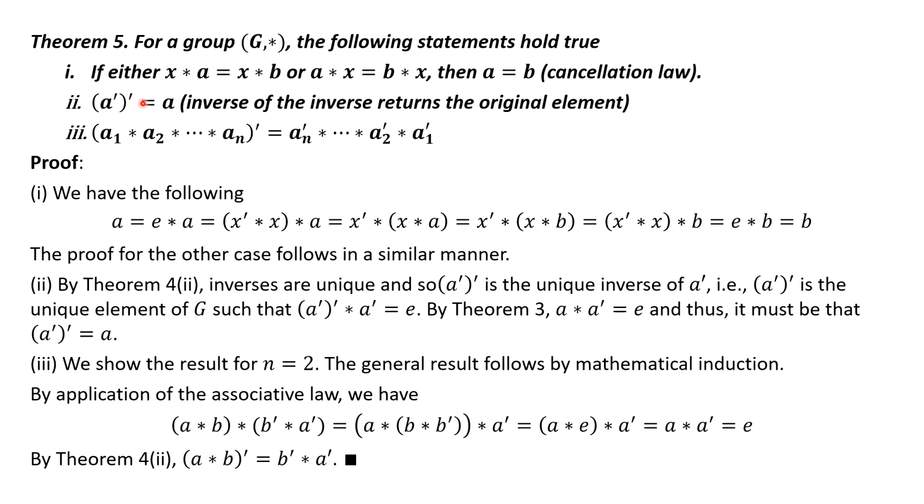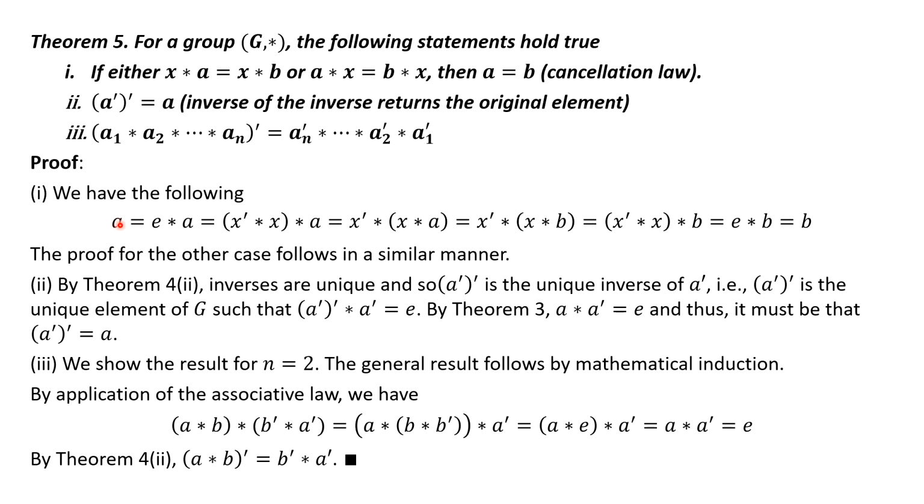Then the inverse of the inverse equals the element itself. And then the inverse of a product of elements is the product of the inverses of the elements, and it's in reverse order here. So let's prove each one of these.